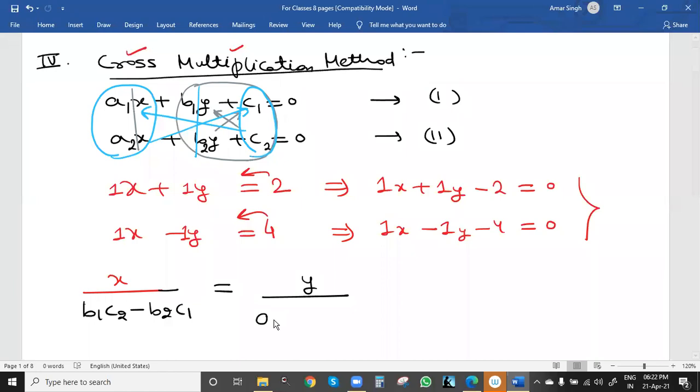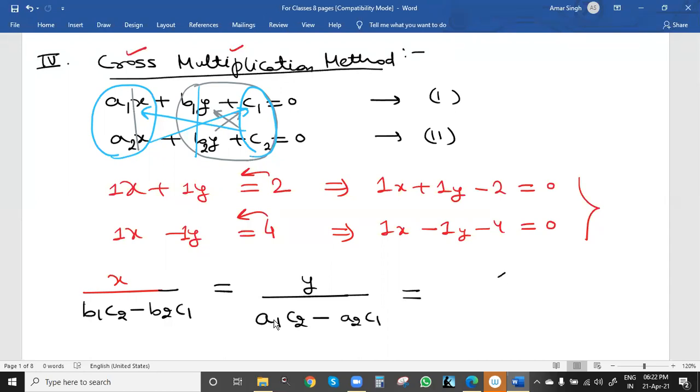So this will be a1 c2 minus a2 c1. Right, these are the x and y values. And one more thing we want. One more value we will write.